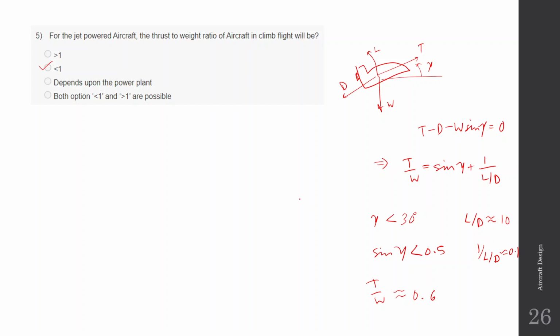But you have some kinds of military aircraft where the thrust to weight ratio can be more than one also. You can have an aircraft which is climbing vertically up like this, and also accelerating. But those are special aircraft.